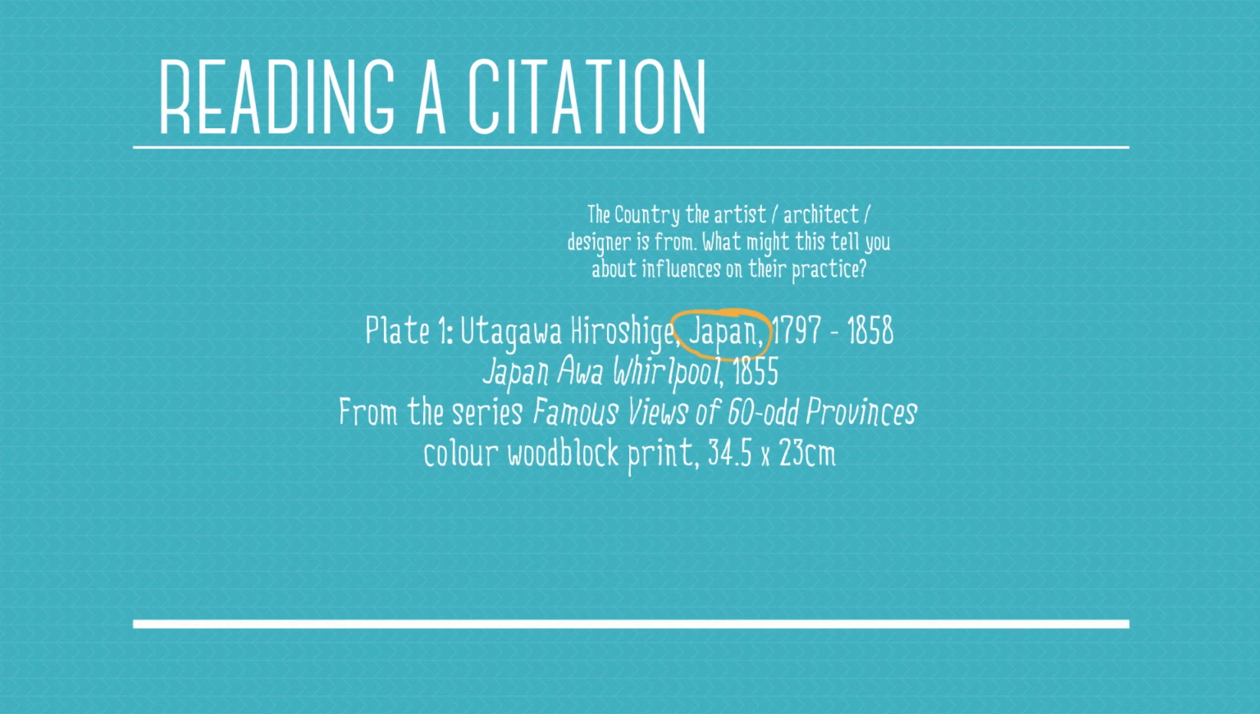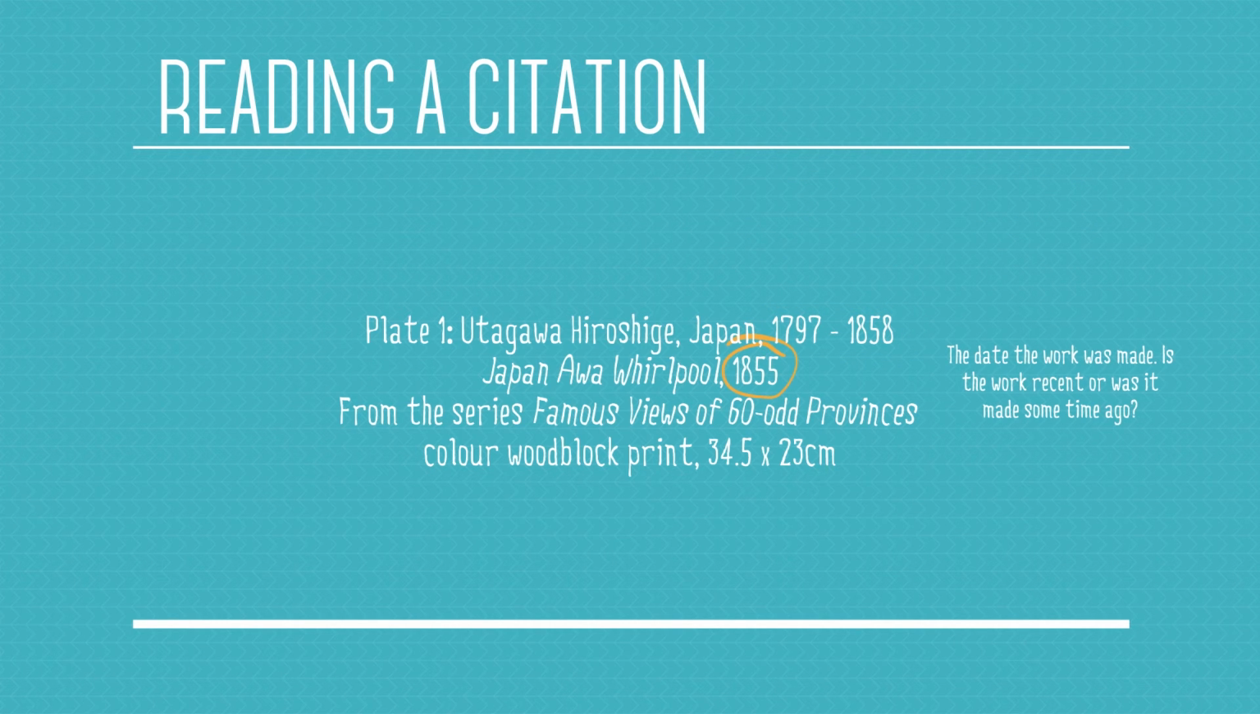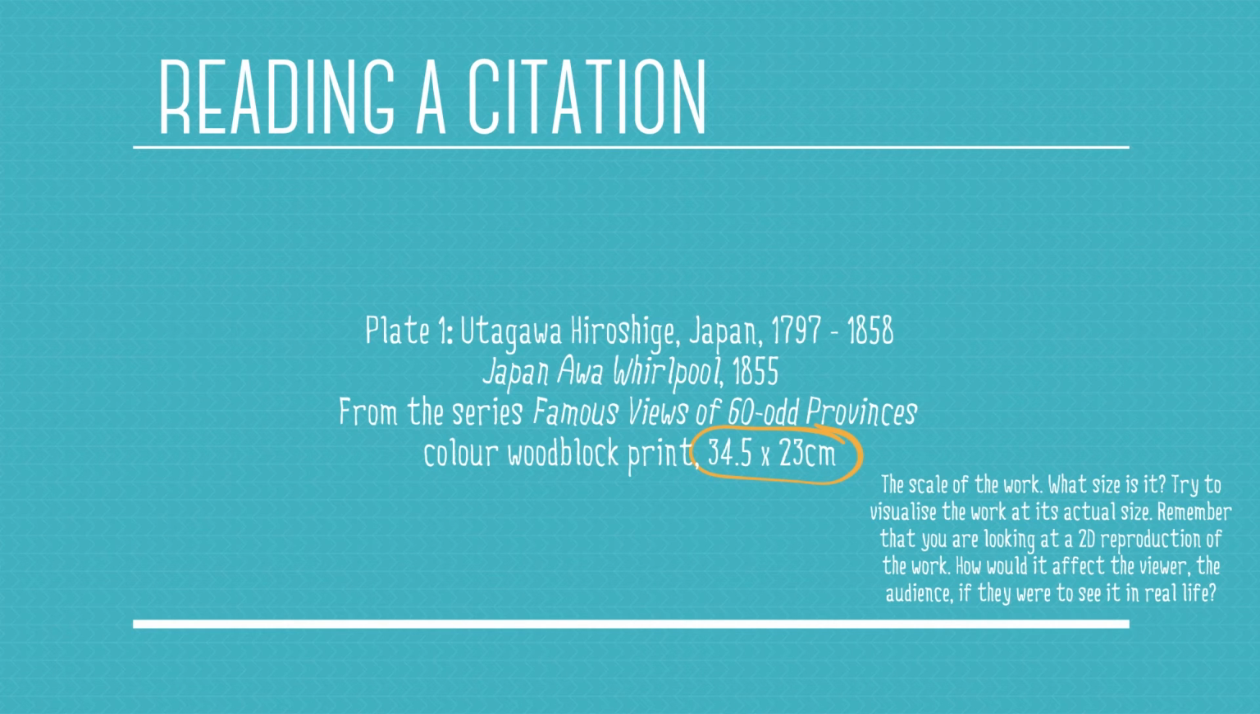The country the artist is from may tell us a little bit about what influences their practice. The dates when the person was born or died may give us some information about what was happening in the world at that time. What was happening in art, what was happening in design. The date that the work was actually made: is the work recent, or was it made some time ago? The scale of the work tells us what size it is.